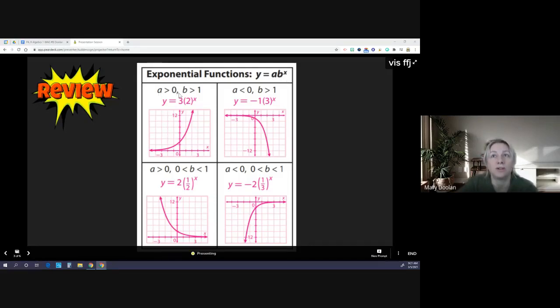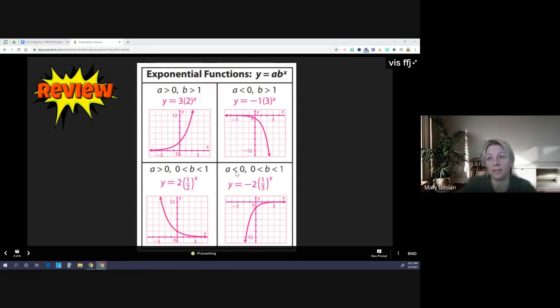If a is greater than 0 and b is greater than 1, you're going to get a graph that looks like this. If a is less than 0 and b is greater than 1, then your graph gets reflected over the x-axis, okay? And then if a is greater than 0 and b is less than 1 but also greater than 0, so b is a proper fraction, what would happen is your regular looking graph here would then get reflected over the y-axis.